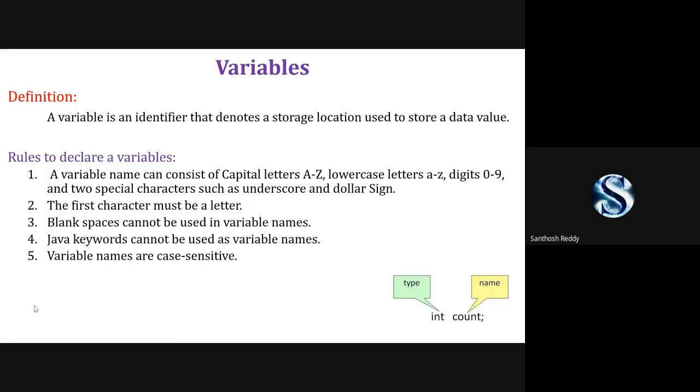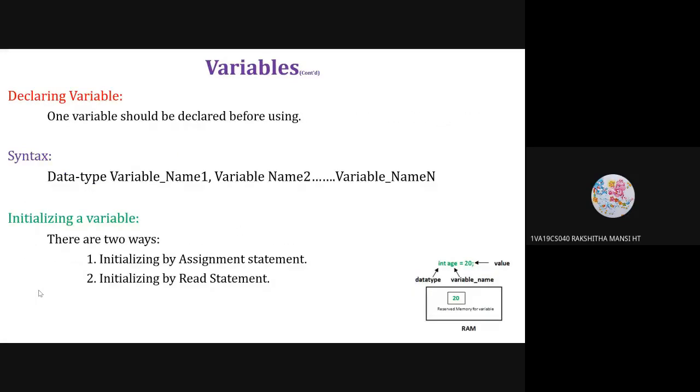What do you mean by variable? Yes, sir. Next, declaration of a variable. Declaration of a variable means that before using a variable we have to declare it. For example, if you want to use a variable somewhere in your program, before using it you have to declare it, then you can make use of it.